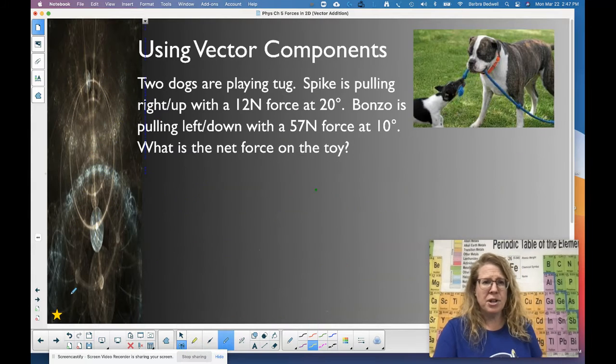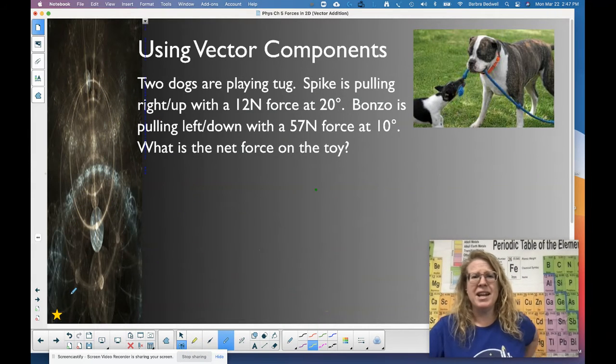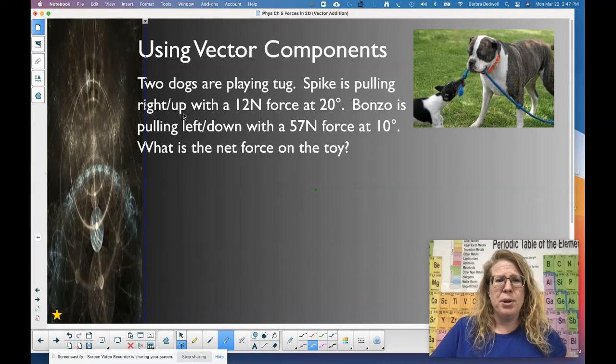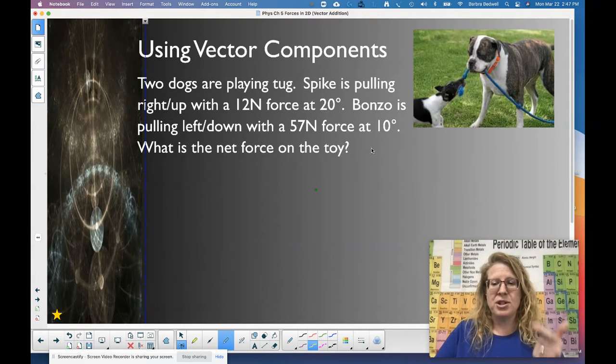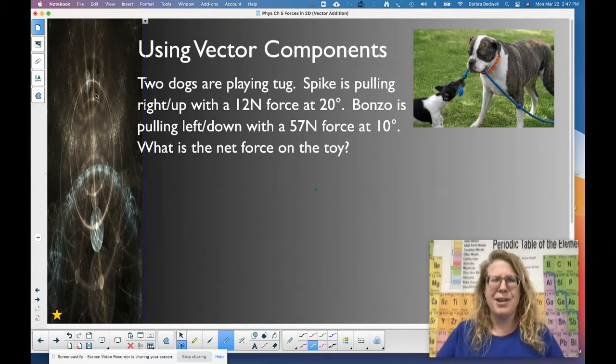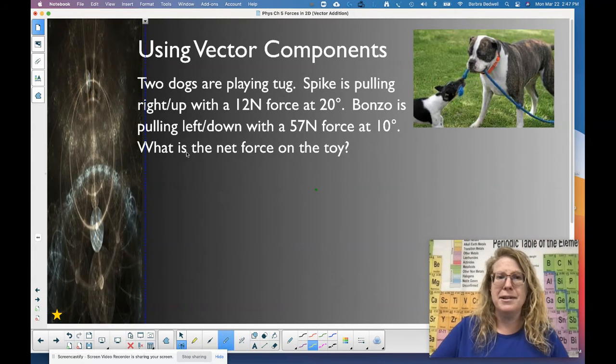All right, here's our last one. This is going to be one of those forces at an angle problems that's a little bit longer. We've got two dogs here playing tug. One's pulling up and one's pulling down. We want to know what the net force is on the toy. We need the number, which is the magnitude, and the direction, the angle. So this is going to be one of those longer ones, so you might want to hit pause and get your list of hints, whatever you got.